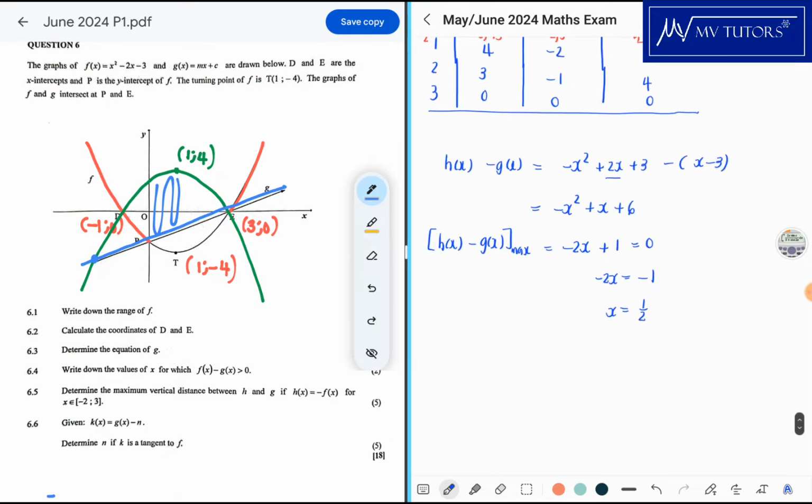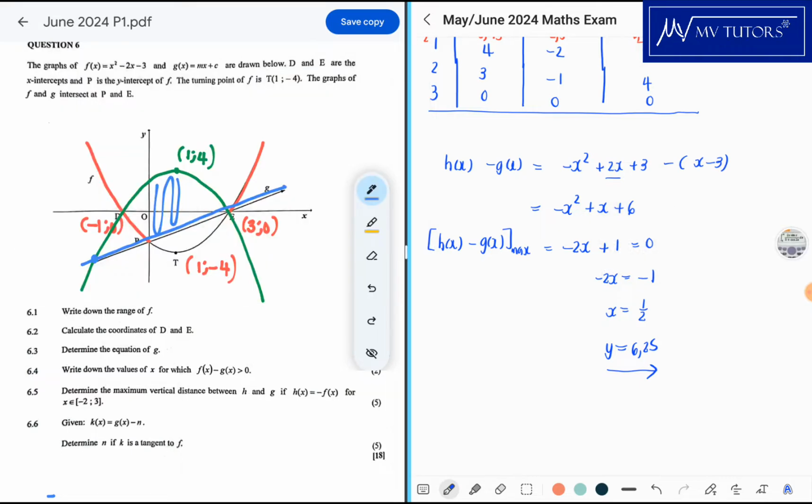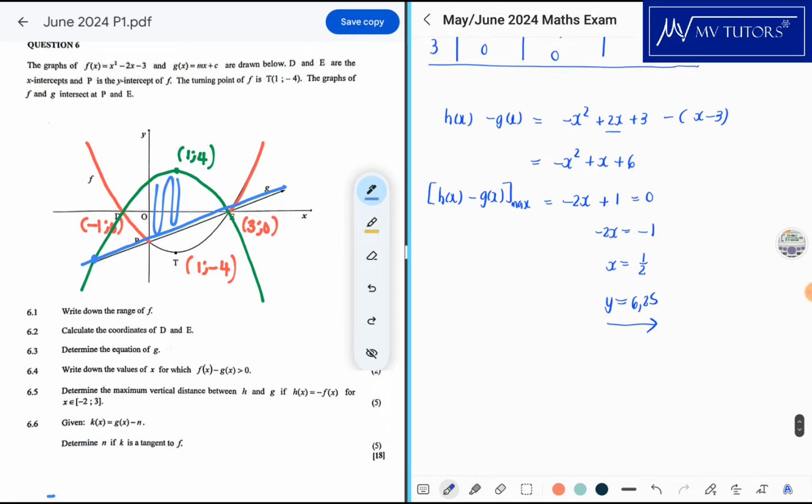All right. And then if x is a half, I need to substitute that value in this equation. So I have negative a half squared plus a half plus 6. Okay, and we have 6.25, which is quicker and simpler. And you got a half, unlike using a table where you have to figure out that there should be a number in the middle. So there we go. I showed you 2 ways of calculating it.